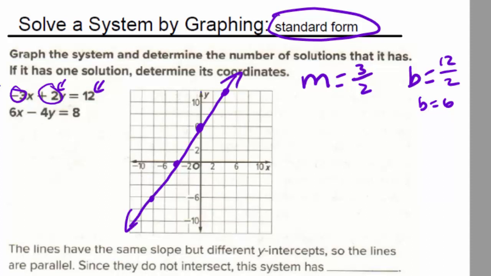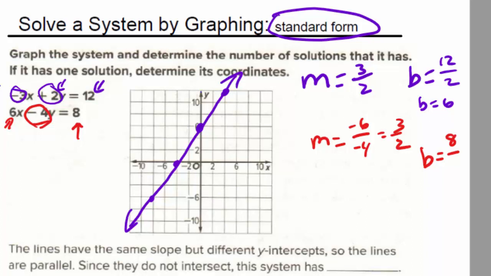I'll do the next one in red, so the slope there is going to be the opposite of a, which is 6, so that would be -6, over b, which is -4. Negative over negative is positive, so I still end up with 3 over 2. But my y-intercept is going to be the 8 divided by the b value of -4, which gives me a y-intercept of -2, so -2 is right here, but it has the same slope. So up 1, 2, 3 over 2, 1, 2, 3 over 2.